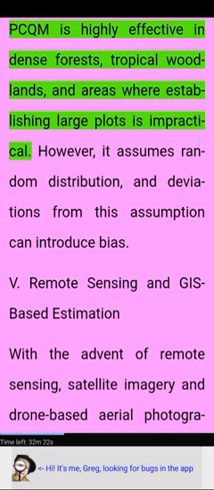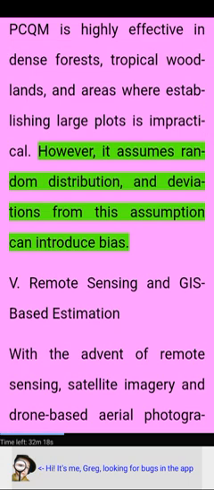PCQM is highly effective in dense forests, tropical woodlands, and areas where establishing large plots is impractical. However, it assumes random distribution, and deviations from this assumption can introduce bias.